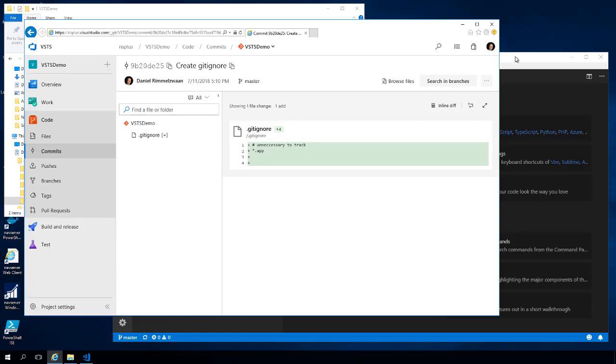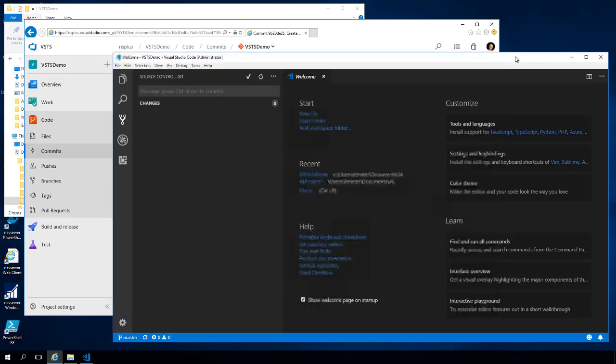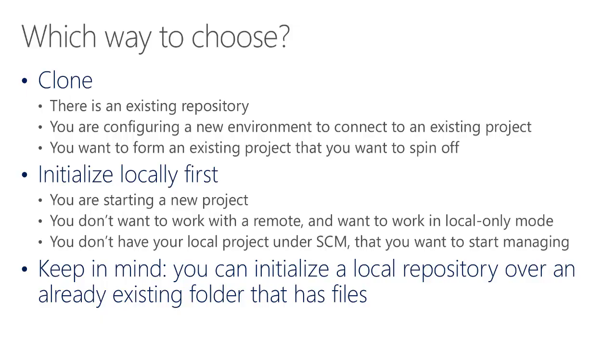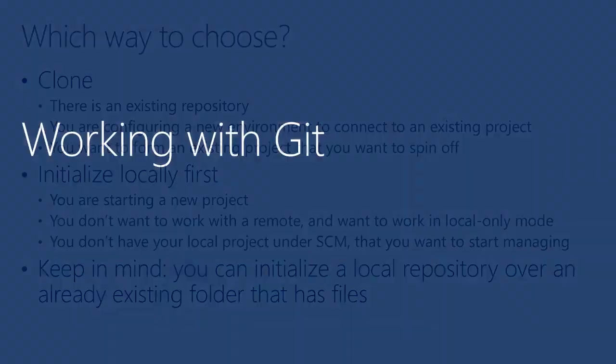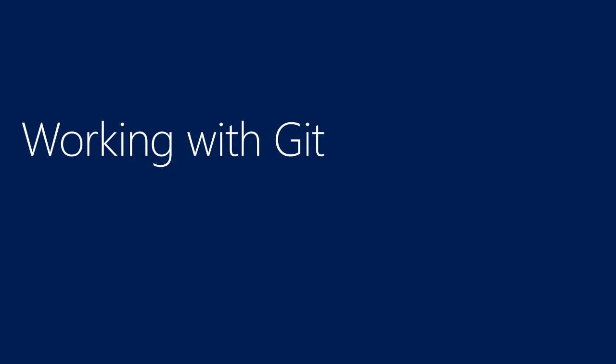In the next section, I'll talk a little bit about how to work with Git, and I will also show you how you can connect to the actual project in VSTS and how you can connect a change that you're making to the work items that are part of the project. So let's go back to the presentation and go to the next section, which is called Working with Git.